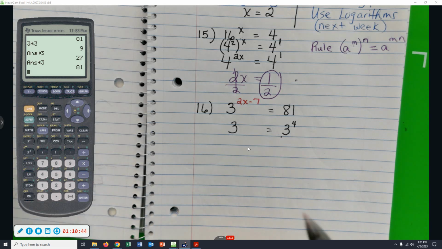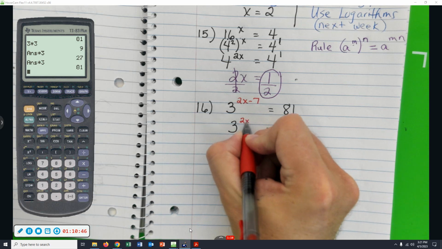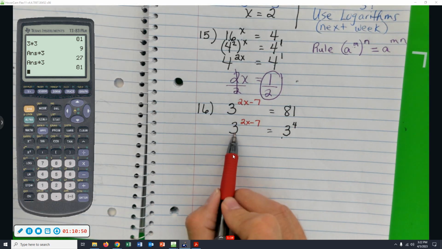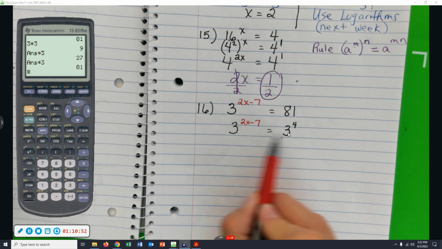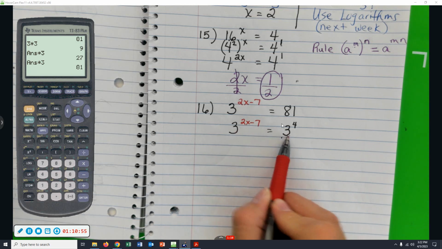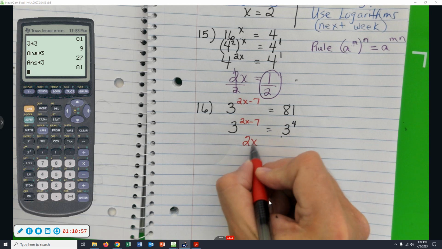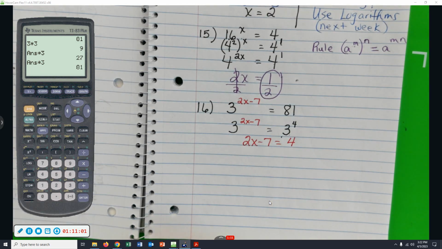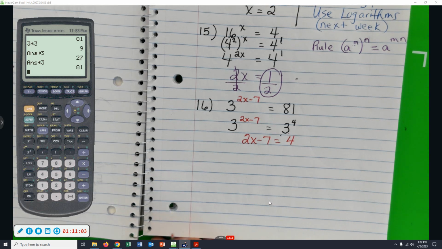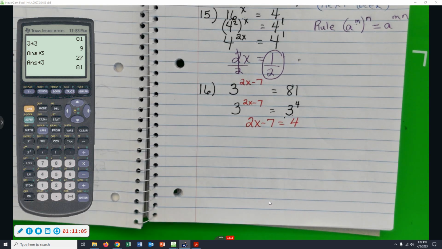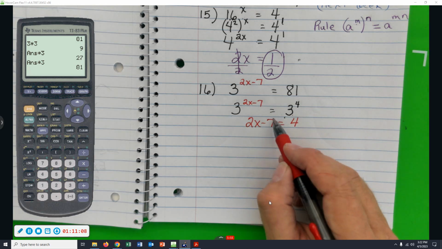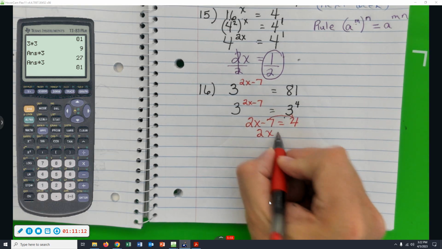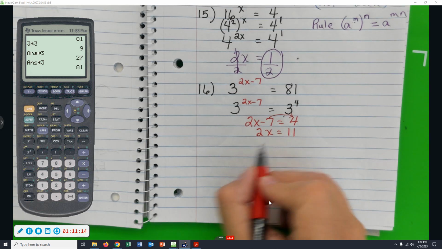Now you're going to do 2x minus 7 equals 3 to the 4th. Once you have the same base on both sides, drop the base, set the exponents equal. So we're solving 2x minus 7 equals 4. How would I go about getting x by itself now? Add 7 to both sides. Very good. Then divide by 2. x equals 11 over 2.